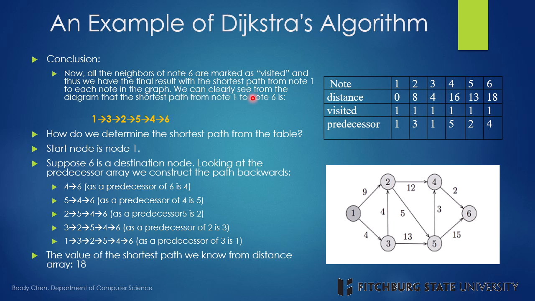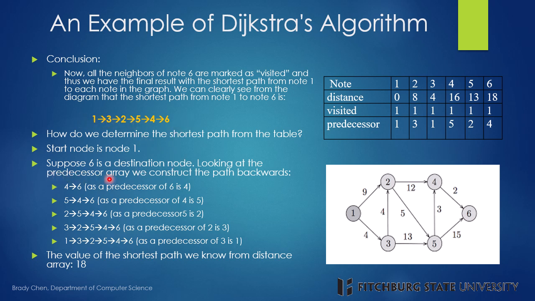We can clearly see from the diagram that the shortest path from node 1 to 6 is this. So how do you do that? You trace back from 6 to its predecessor 4, so you go backwards. From 4, the predecessor is 5, then from 5, the predecessor is 2, then from 2 you go to 3, and from 3 you go to 1. So you go backwards in this way.